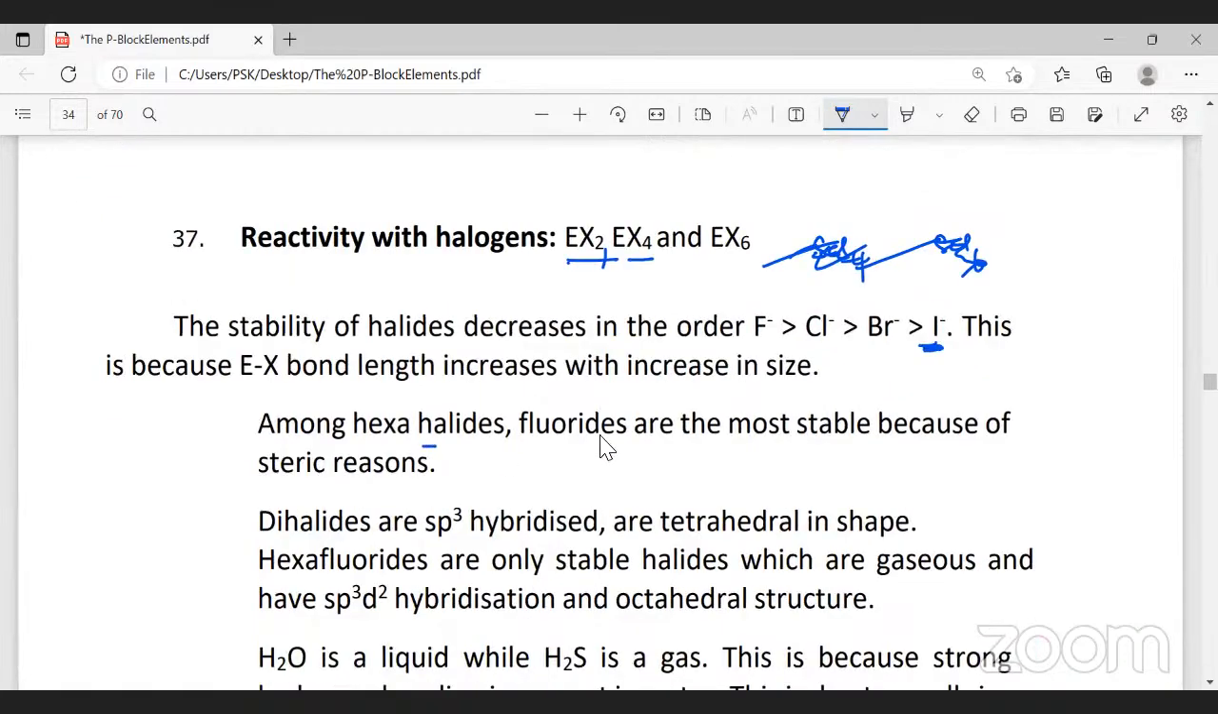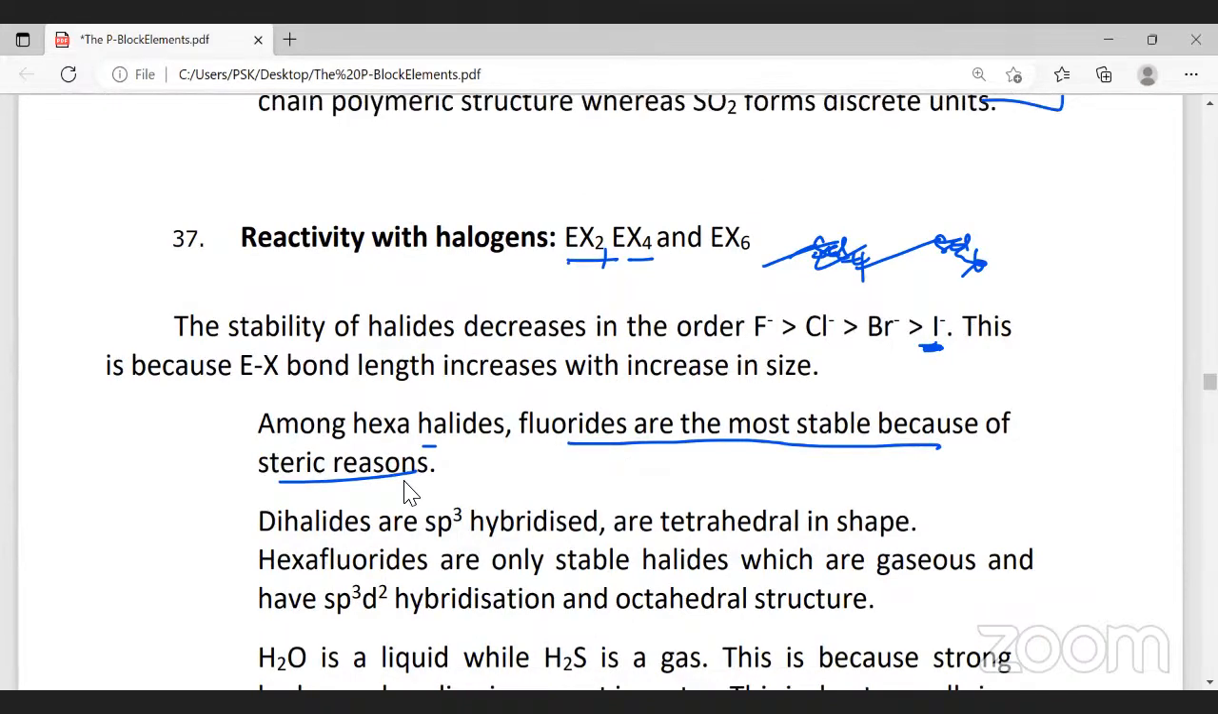Fluorides are more stable because of less steric hindrance. Because fluorine is very small, it will not be hindered by other elements. Therefore, it is more stable. Sulfur hexafluoride, sulfur tetrafluoride, like this.